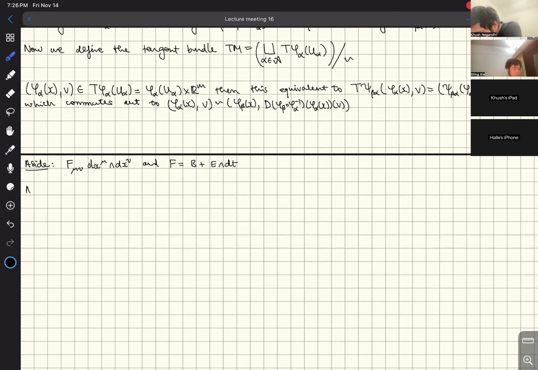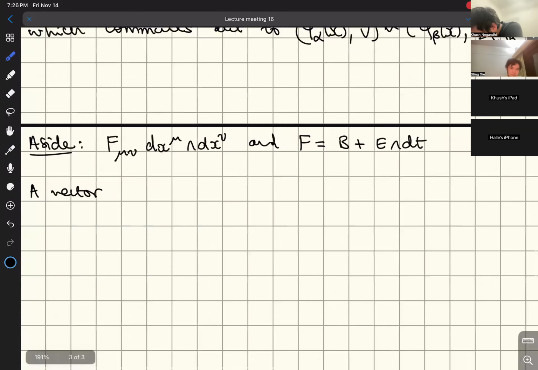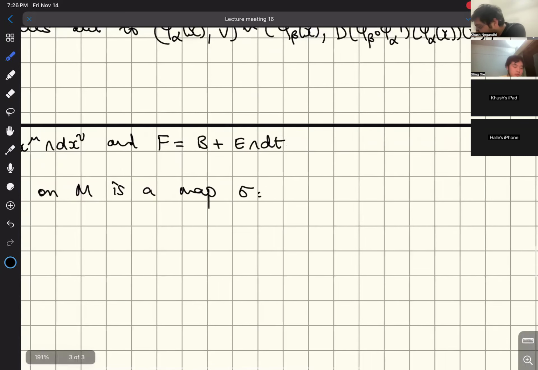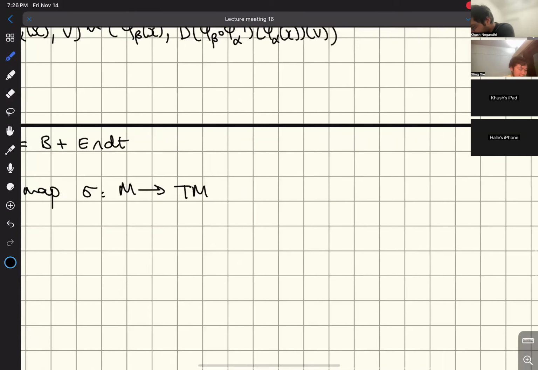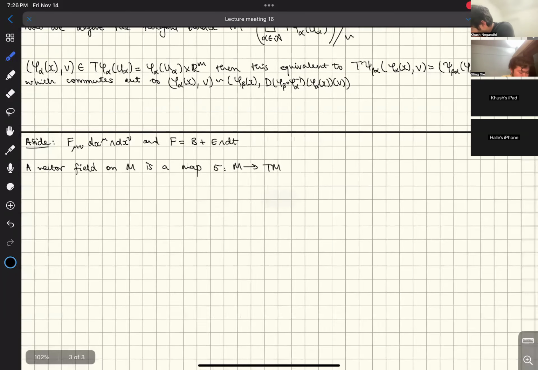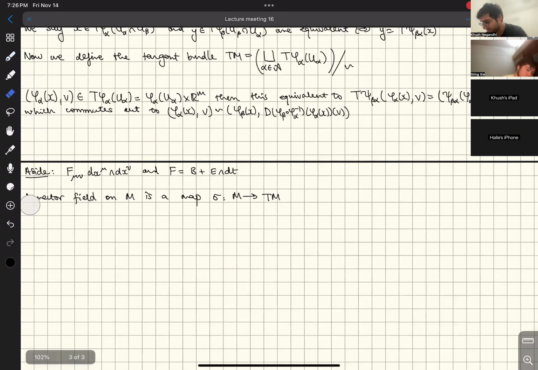Okay, so a vector field on M is a map sigma from M into the tangent bundle. And now we want the vector field to be tangent to its point, right? Like we don't want it to be tangent to some other random point. So actually, can I even define vector fields or no? No, I cannot. Sorry. Oops.